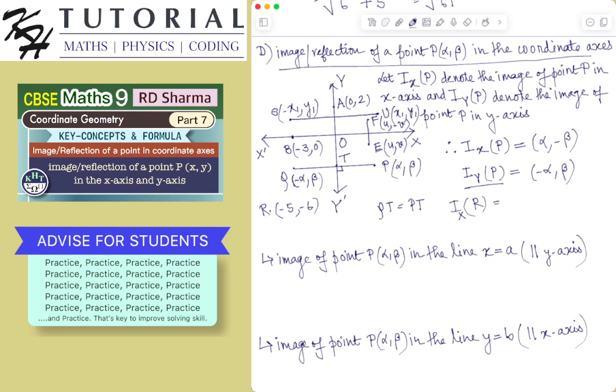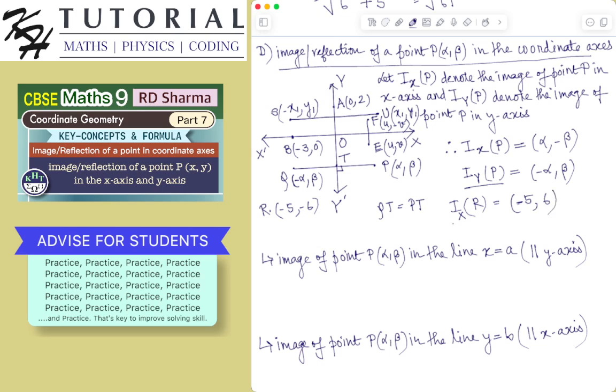In the x-axis, the abscissa will remain the same, minus 5, and the ordinate will be the negative of the ordinate of R, which is 6.